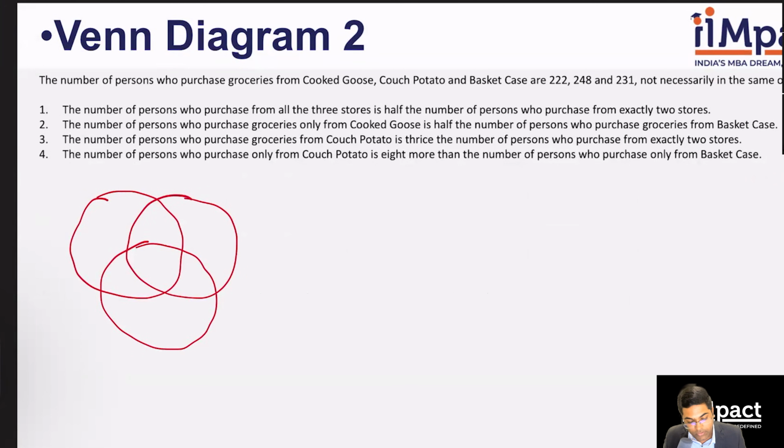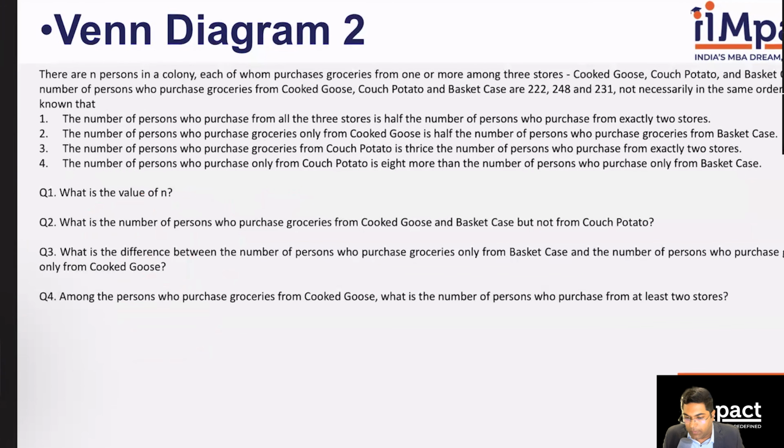Please pardon my drawing. It's not the best, clearly. So let's say I have this cooked goose, a couch potato, and a basket care. And I have 222, 248, and 231, and I don't know which is which. But guys, what will be H over here? Will there be any value of any consideration of H in this case? No, right? Because we've been given each of whom purchases groceries from one or more among the 3. Correct? So we will not take any variable outside the Venn.